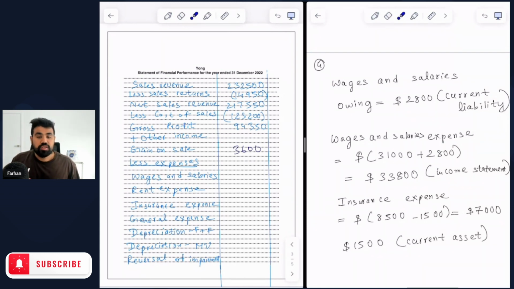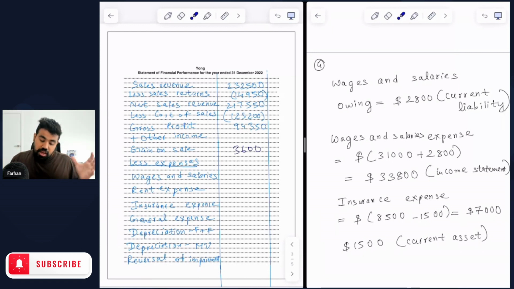Now, I have another question for you. Which accounting theory and concept are we applying here? Accrual basis, which simply mentions that if you want to find profit, you start with revenues that you have actually earned minus the expenses that you have incurred or consumed during the financial year.